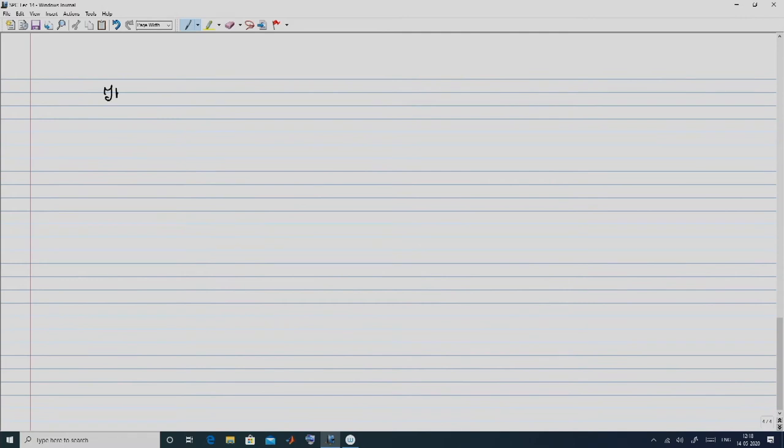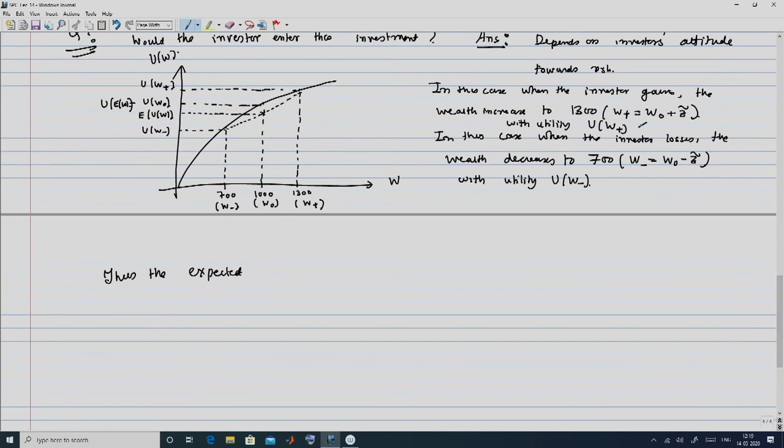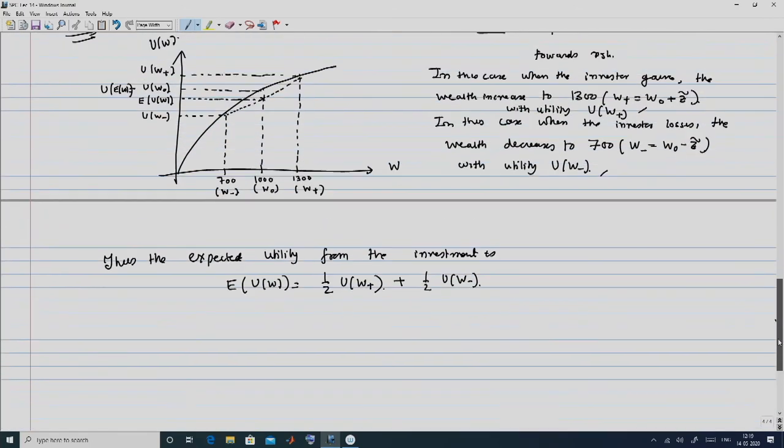Okay, so thus the expected utility. Please remember that it can either be U of W plus or U of W minus with identical probabilities, half and half. So the expected utility from the investment is E of U W, which is half of U of W plus and half of U of W minus. It takes the two values, the random variables, U of W plus and U of W minus, with probability half each. That is why we chose this height, which is half of U W minus and half of U W plus, corresponding to the expected wealth level.